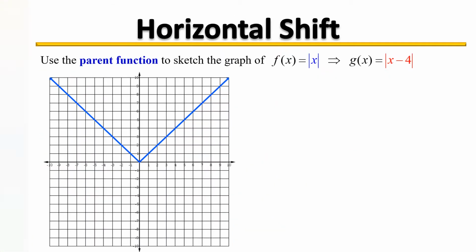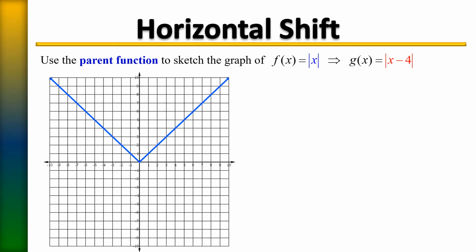Let's look at the parent function f of x equals the absolute value of x. So here we have the absolute value function, and we're asked to sketch a transformation of that, the absolute value of x minus 4. And notice that the number is within the function, which means this is a horizontal shift. And recall that x minus some number means that the number itself is positive, which means you're going to shift 4 units to the right.